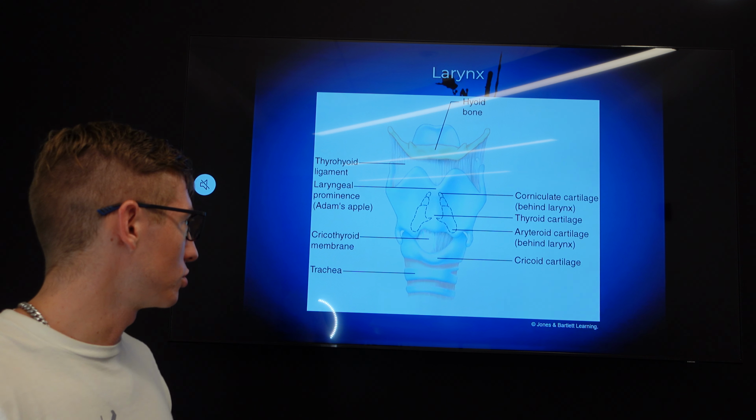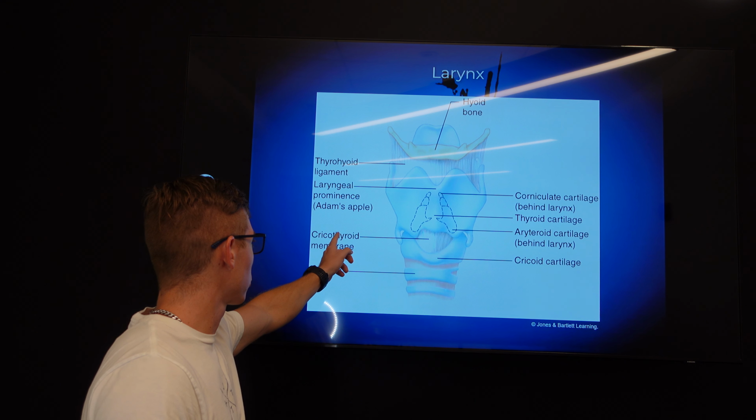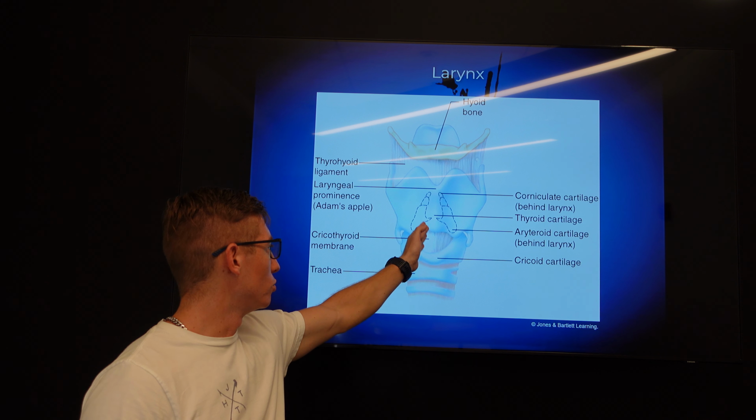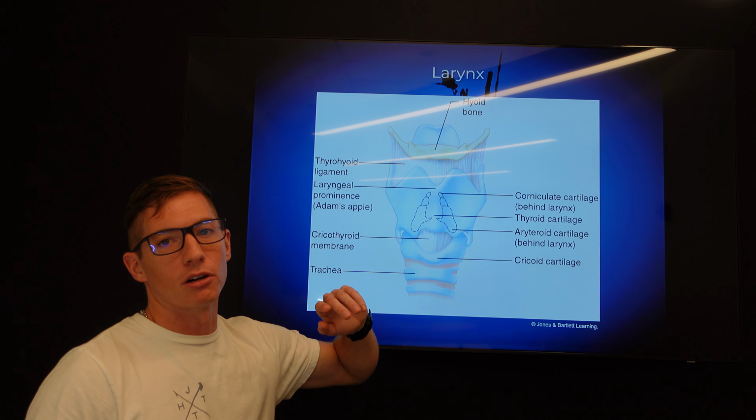This is important when it comes to cricothyrotomies. This is your cricoid cartilage. This is your cricothyroid membrane. So if we're going to do a cricothyrotomy, boom, right there. That is your entrance. And once you commit, you're going in.